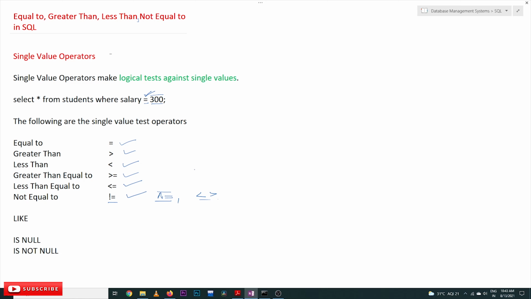So make a note of it. The other operators are like, which is another single valued operator, and is null and not null. About like, is null and not null, we will try to understand in a later class. In this class, we will understand these basic operators, and we are very much familiar with them. Let's test all these operators on our compiler.